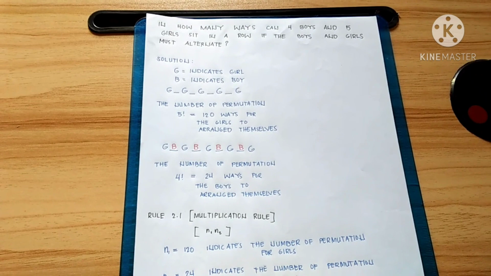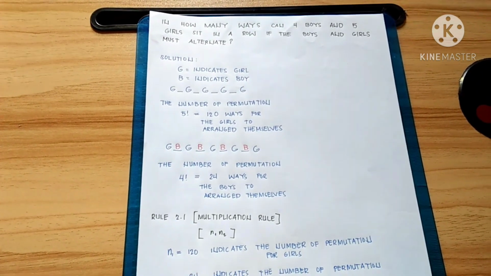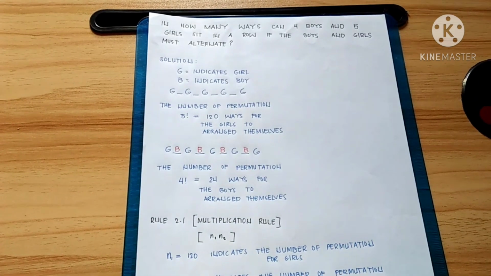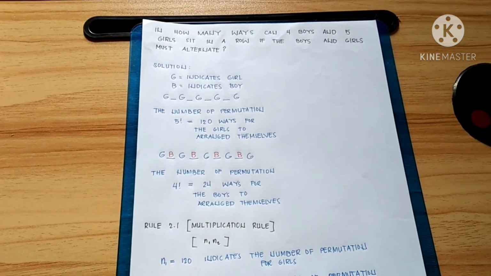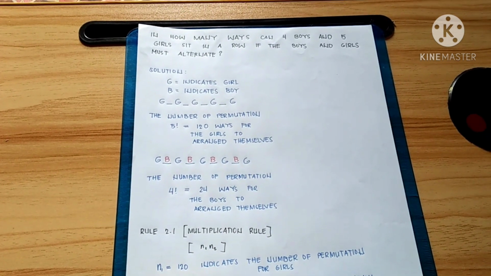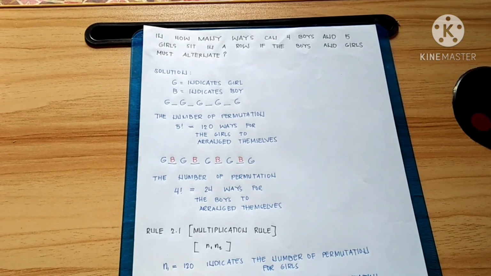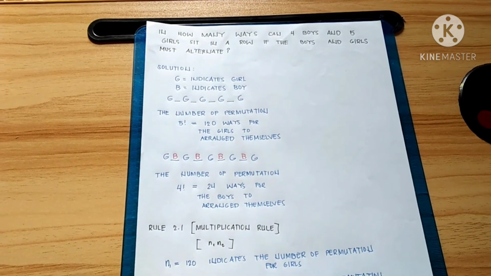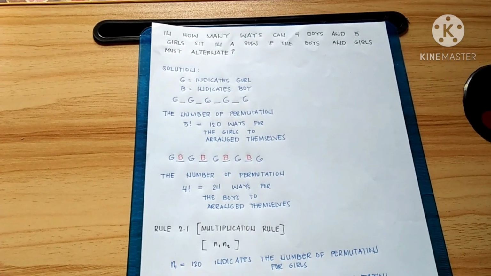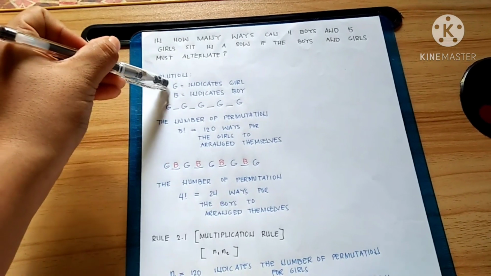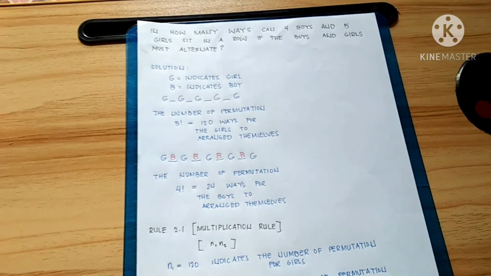Problem number 3. In how many ways can 4 boys and 5 girls sit in a row if the boys and girls must alternate? As we can see from the question, there are a total of 5 girls and 4 boys. The arrangement must alternate, so the girls would be at the beginning and at the end of the row. I will use the variable G to indicate girl and B to indicate boy.